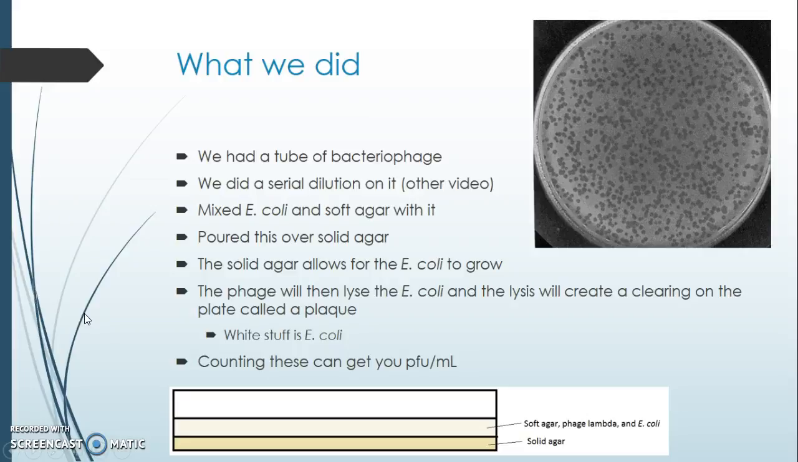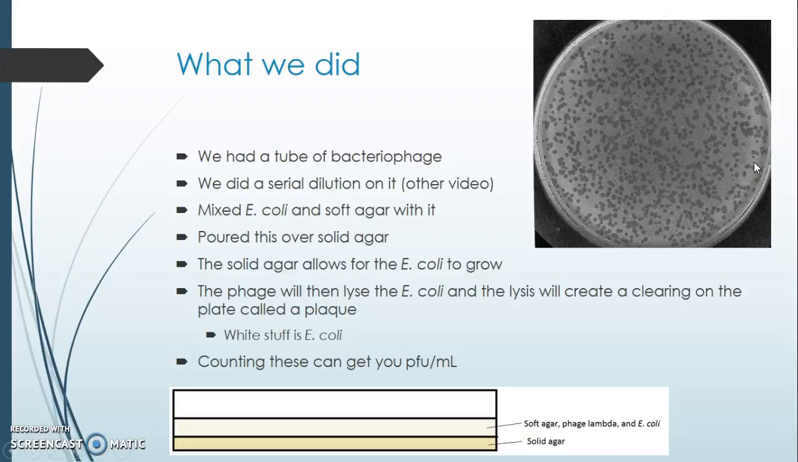And we're going to spread that over the solid agar, and that allows it to grow. So the solid agar allows the E. coli to grow, and then the phage will infect the E. coli and lyse the cell. And when it lyses, it makes what's called a plaque. It's just the lysis of certain cells. So if you look at our plate right here, each one of these little dots here is a plaque.